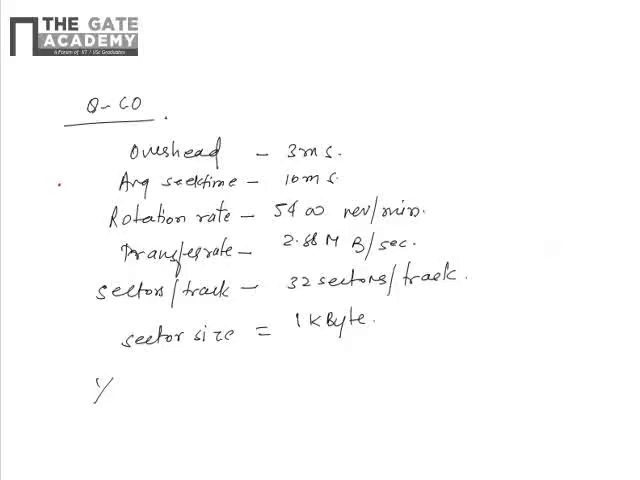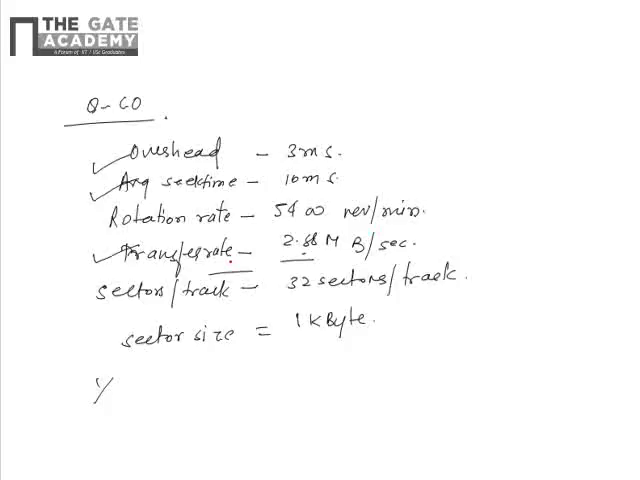So it will be the sum of all these things: the overhead, the average seek time, and the transfer time, which depends upon how many kilobytes are going to be read. Because it is reading 16 kilobytes, it is transferring 16 kilobytes, and the transfer rate is 2.88 megabytes per second.